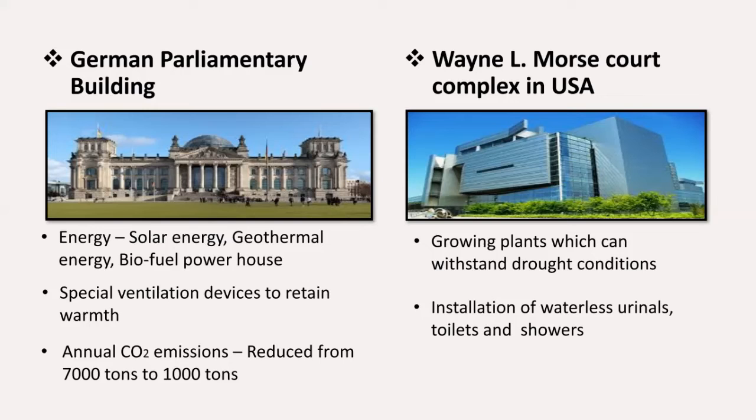Wayne Aspinall's Court Complex in USA. The irrigation required for plants is minimized by growing plants which can withstand drought conditions. Use of water has been cut down by 40% by the installation of waterless urinals, toilets, and showers which use water minimally.